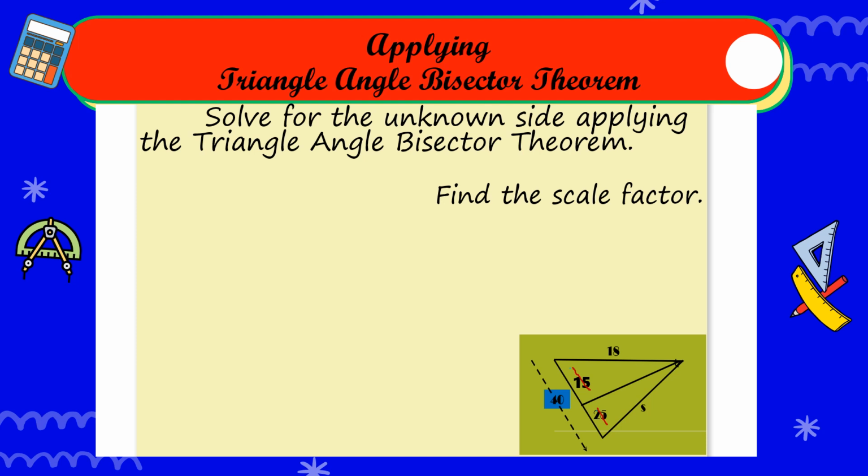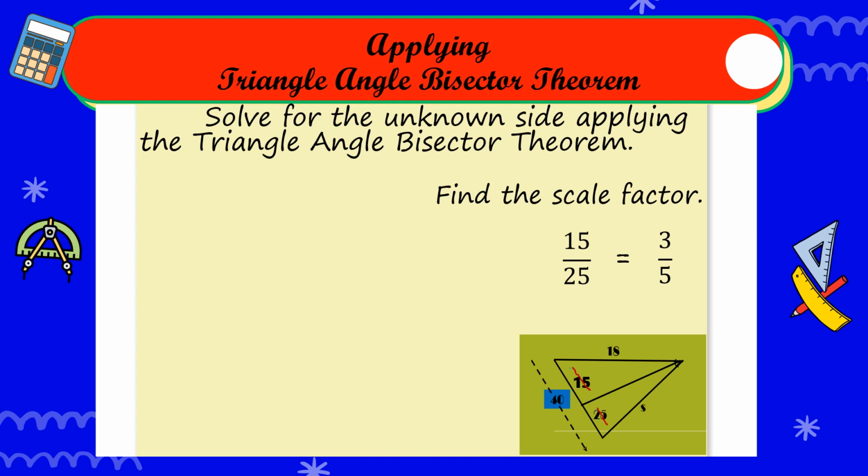scale factor. For the scale factor, both must be known. So we have 15 over 25. Now, we need to reduce 15 over 25 to its lowest term, since the scale factor is always in its lowest term. What is the reduced form of 15 over 25? Both are divisible by 5, so we have 3 over 5. That's the scale factor.